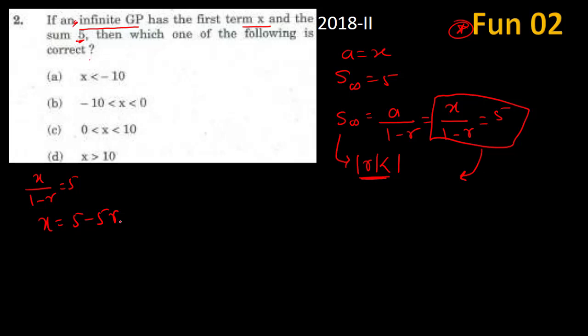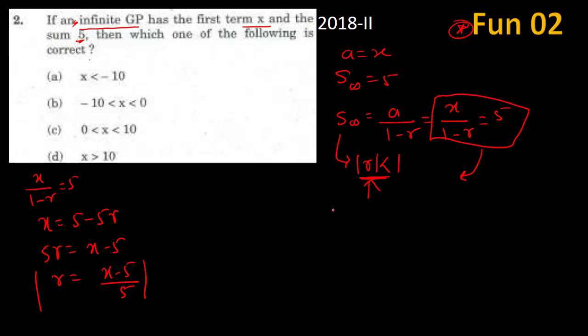And you know that mod R is less than 1. So can you find the R value from this? Yes, definitely. 5R is equal to x minus 5, and R becomes (x minus 5) divided by 5. So this is our R value. Put this in the inequality, mod R is less than 1. How to remove the modulus? You have studied this in inequalities. How to remove this modulus?